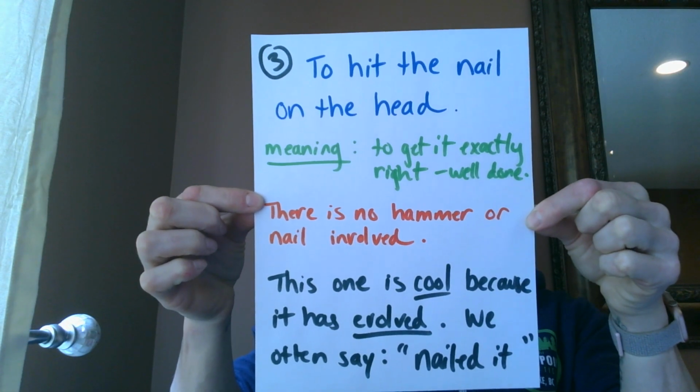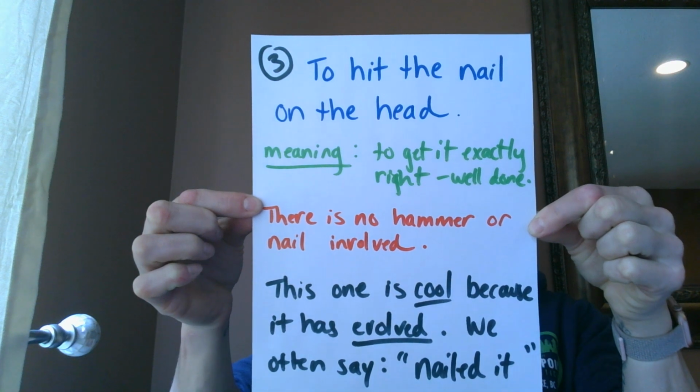To hit the nail on the head. When you say to hit the nail on the head, what you mean is you got it exactly correct. That was bang on. That was perfect. So that's what people from my generation or older would say. When you get something perfect, you'd say, you hit the nail on the head.